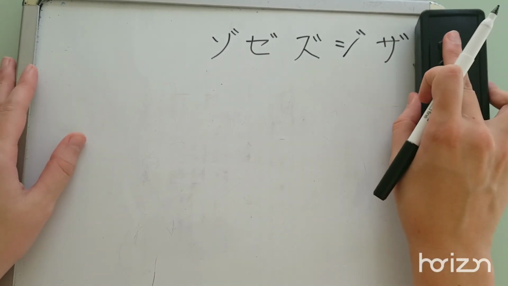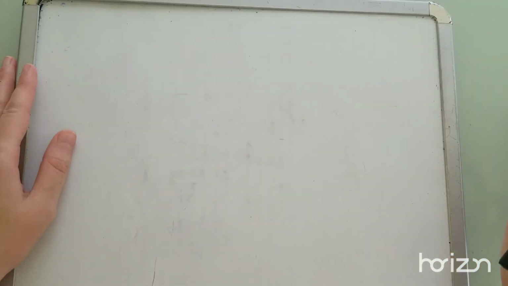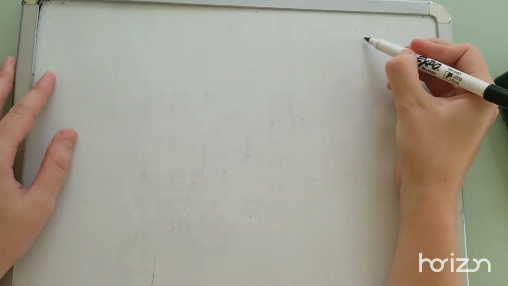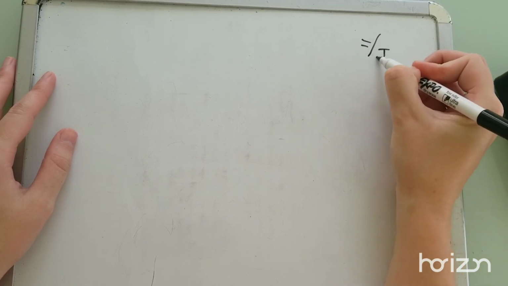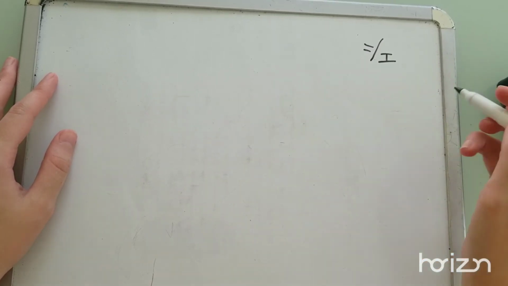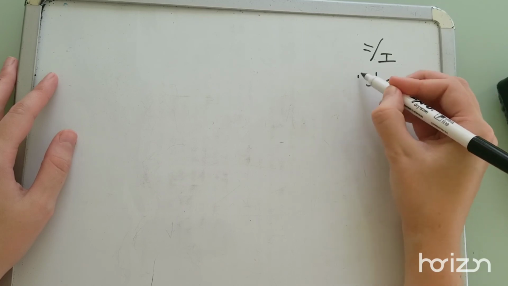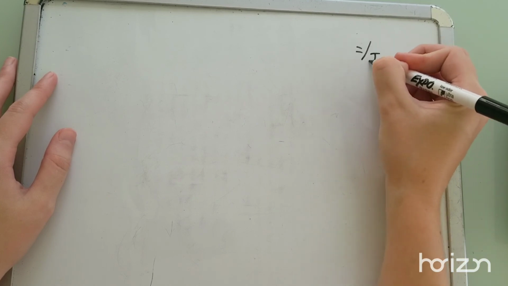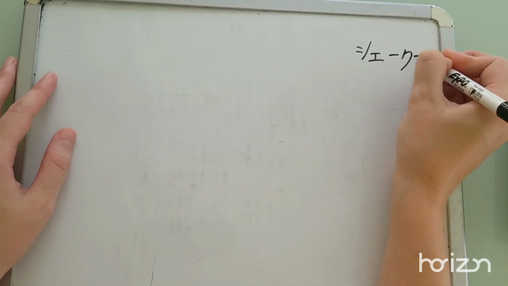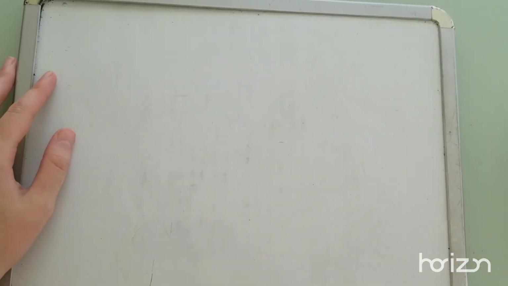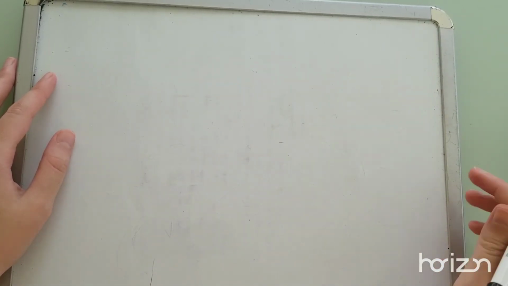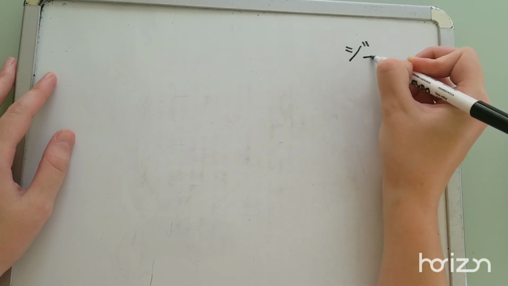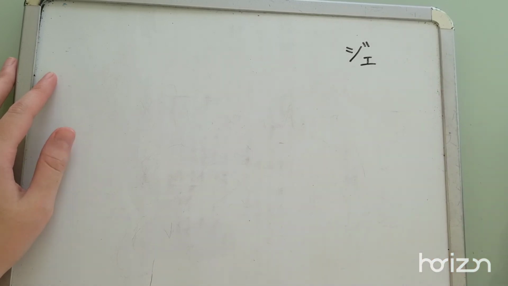Couple of blends. Here's shi, like the first sound in the name Shakespeare. 1, 2, 3. Small e. Shi plus small e makes she, like the first sound in Shakespeare. And je is the exact same thing, but with dots. Ji, small e. There's je.